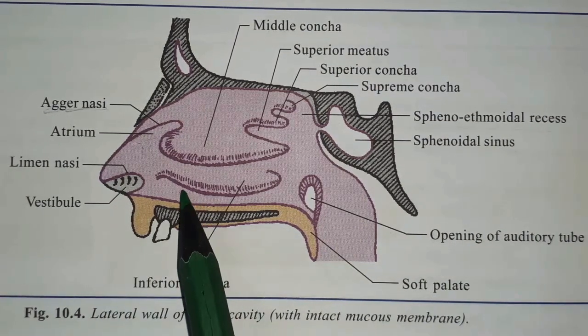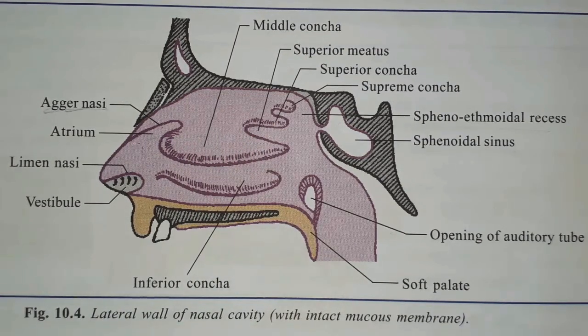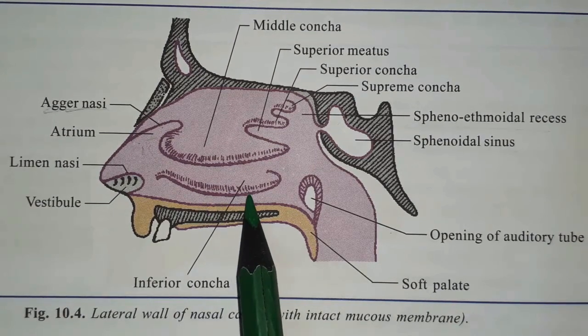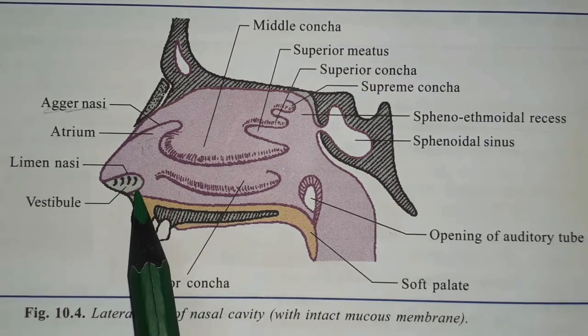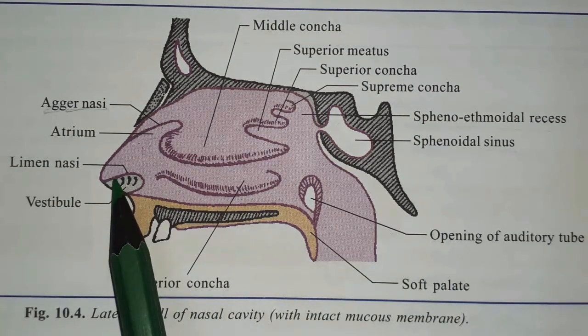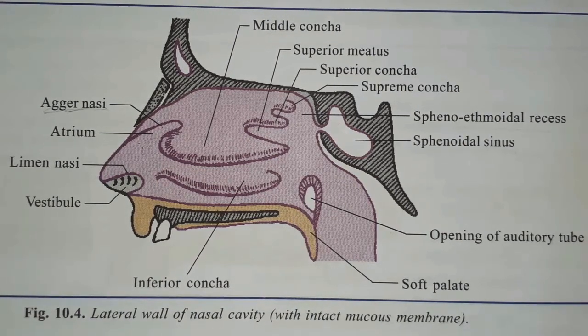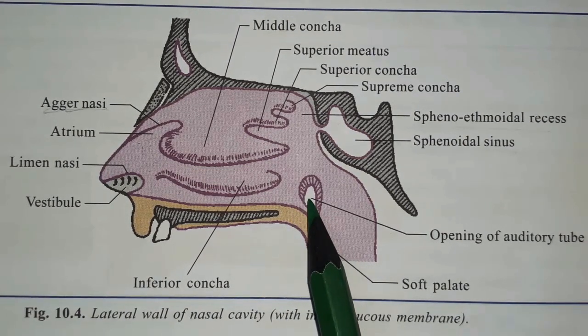The inferior concha, the middle concha and the superior concha have a space underneath them, which are known as the superior, inferior and the middle meatus. The inferior meatus is continuous in front with the vestibule, and it is continuous with the nasopharynx at the opening of the auditory tube.